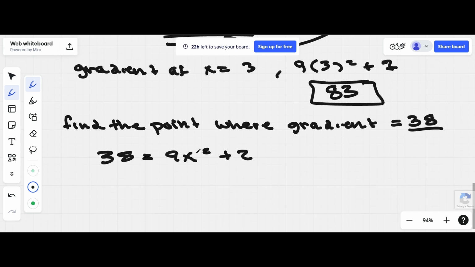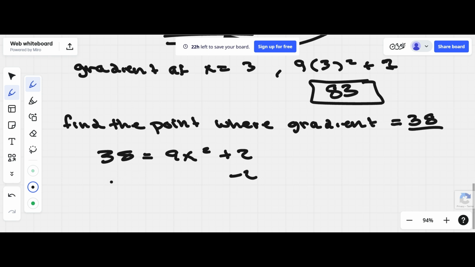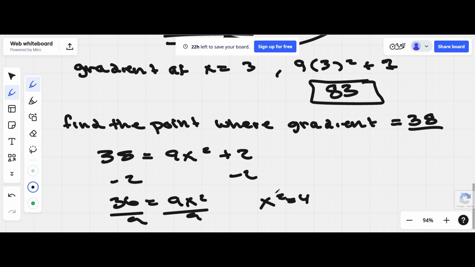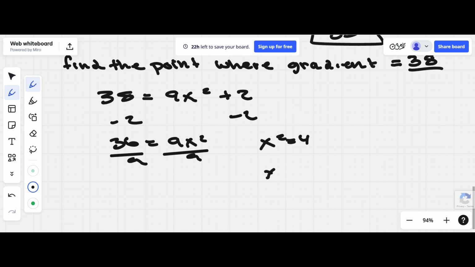Now we can quickly solve this. Minus 2 minus 2, 36 equals 9x squared. Divide by 9, divide by 9. x squared equals 4. And here we know that x equals positive or negative 2. So this tells me, as a student, that there are 2 points at which the gradient is 38 and their x coordinates are 2 and minus 2.